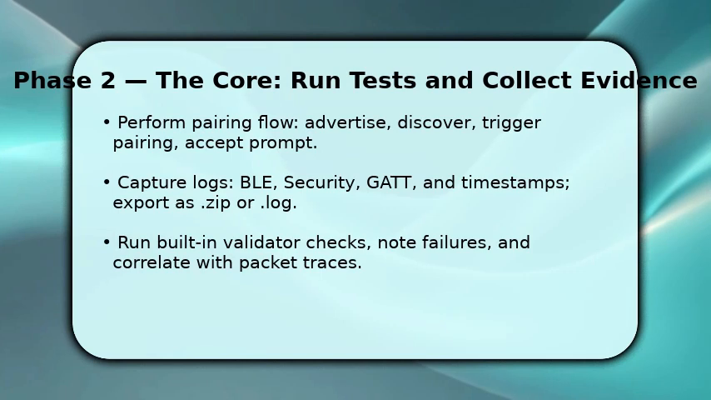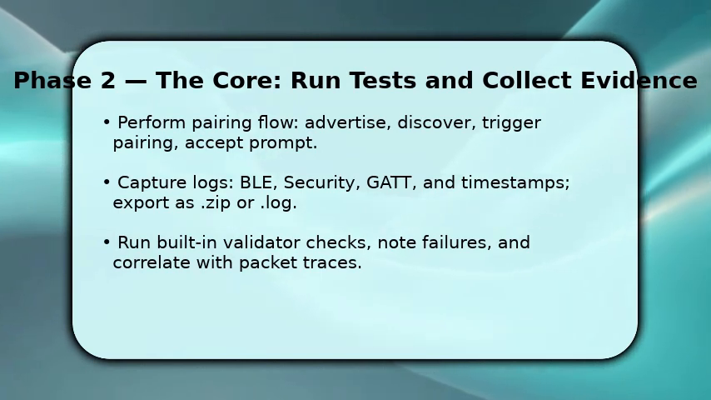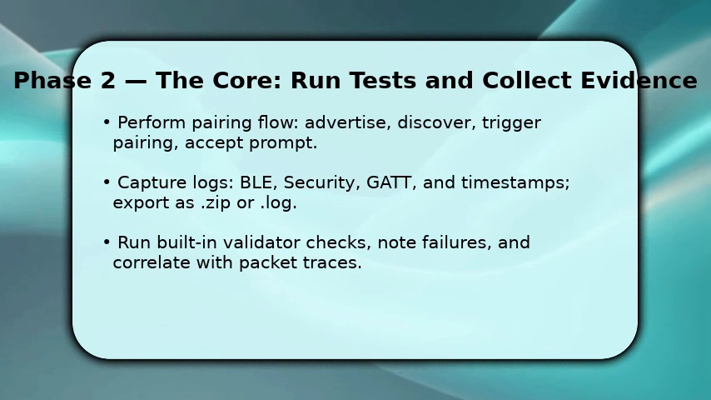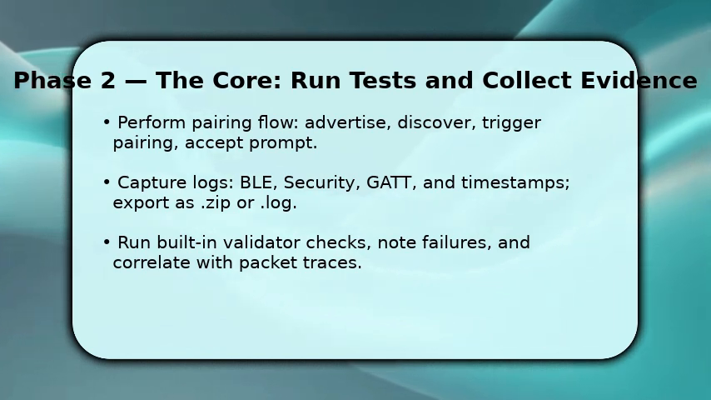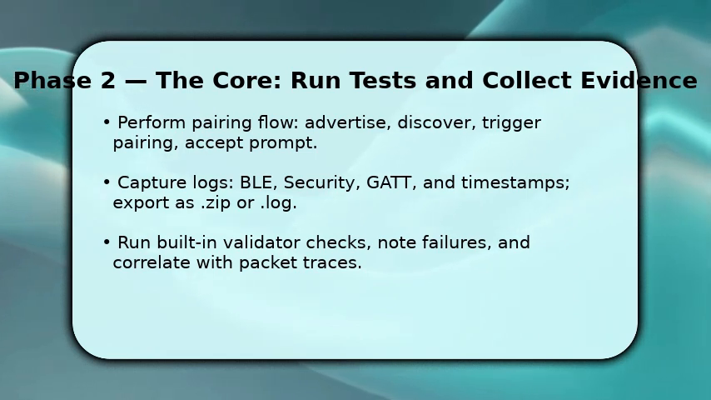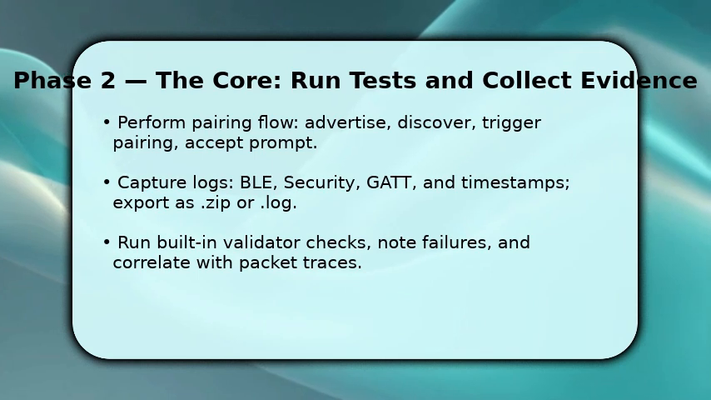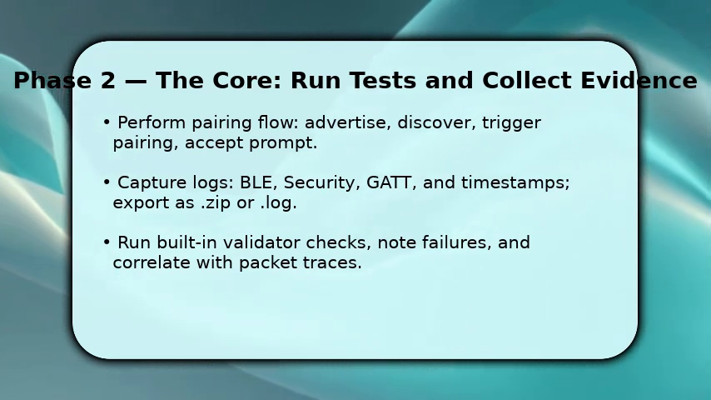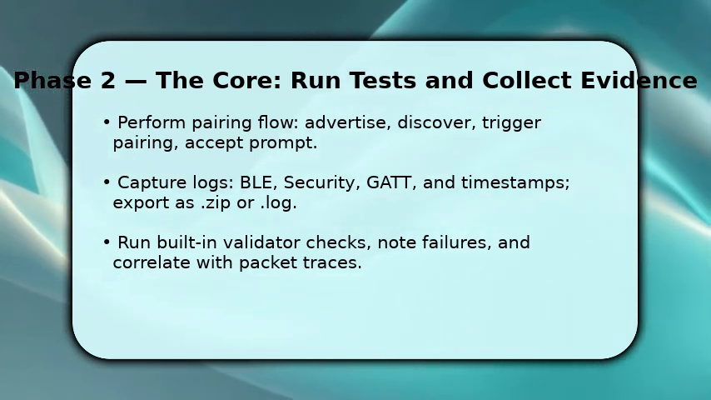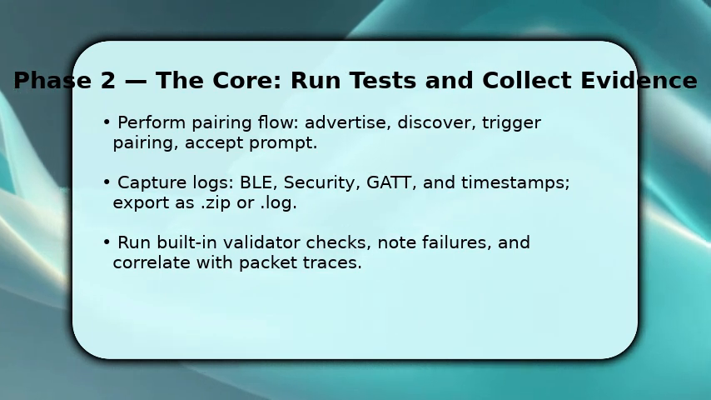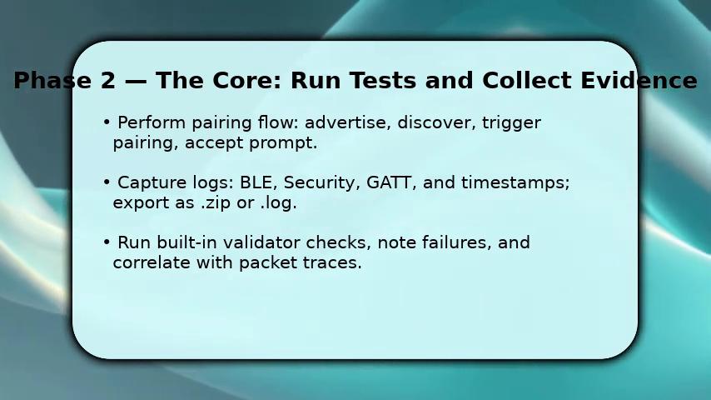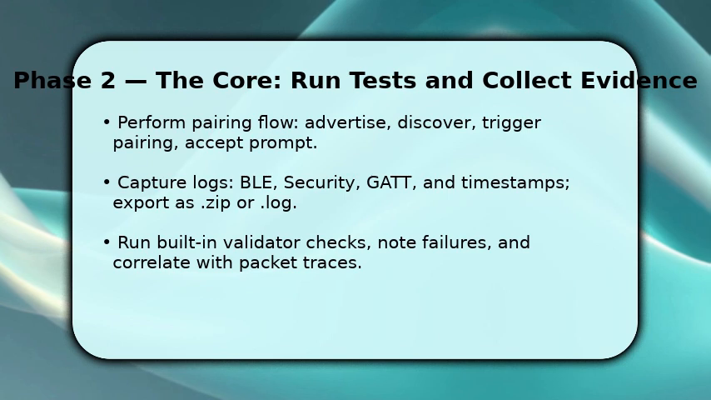You now run the core validation. Initiate the Fast Pair advertising on the accessory, then make your phone discover and trigger the pairing prompt. While doing that, keep the validator recording BLE packets, GATT interactions, and security negotiation steps so you can correlate timestamps later. When the pairing is complete or fails, stop recording and export the collected logs as a zip. Then run the validator's automated checks.